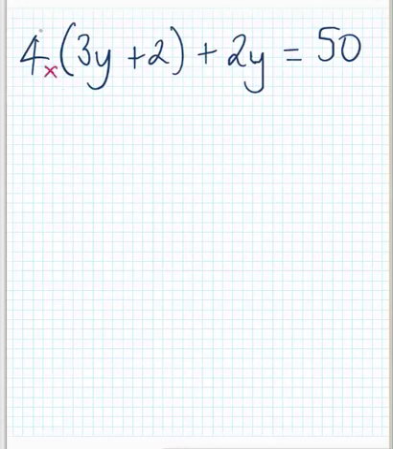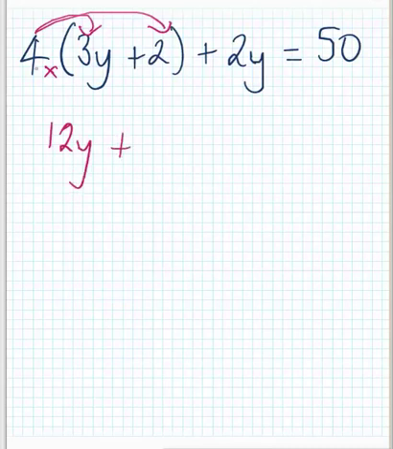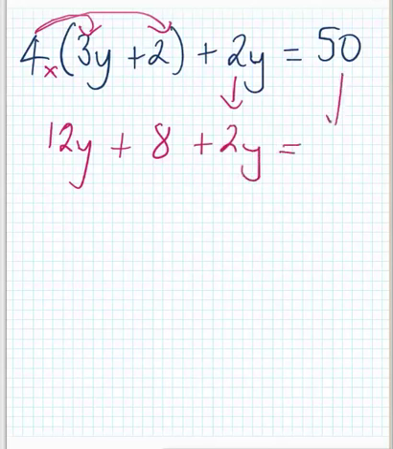So we'll go 4 times 3y and 4 times the 2. So we end up with, well, 4 times 3 is 12, and the y just sits there, plus in the middle. 4 times 2 is 8. And now let's write down everything else that's left. We've got the plus 2y, so that comes down. So plus 2y equals, and don't forget the 50 on that side.